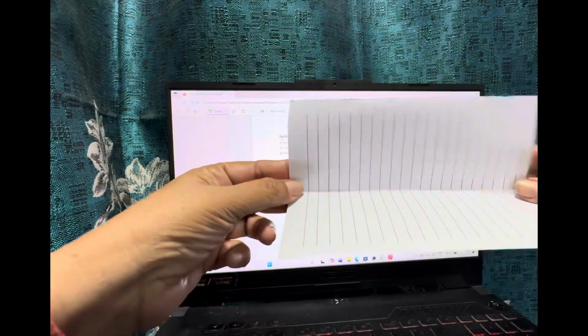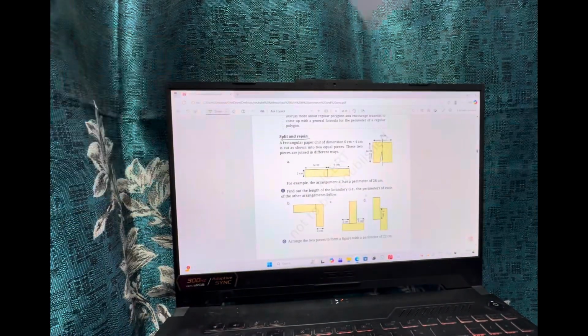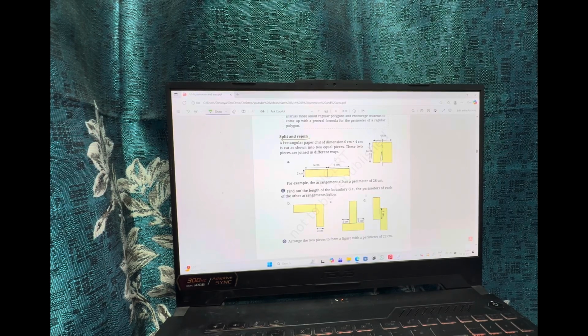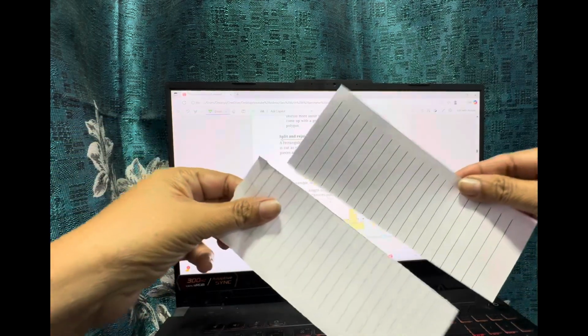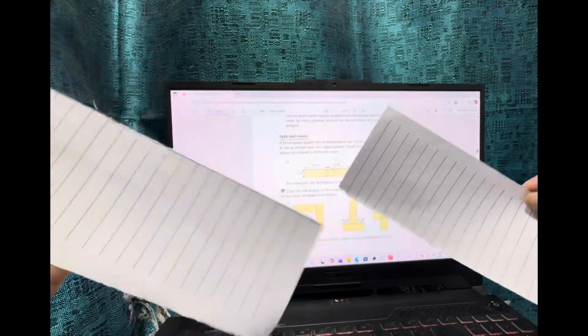This is a rectangular sheet of paper. Then it is folded, and then it is split into two equal rectangles, right? From the middle it is cut so that the width is halved. So now you have got these two rectangles, and now they are arranging them in different ways.